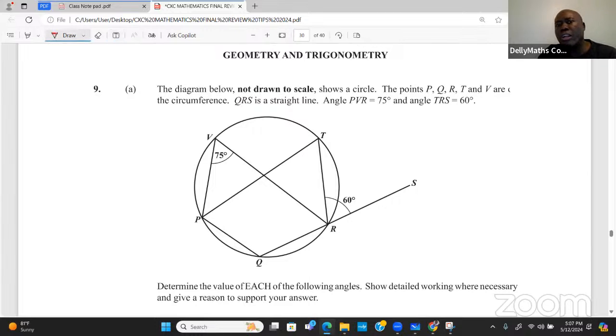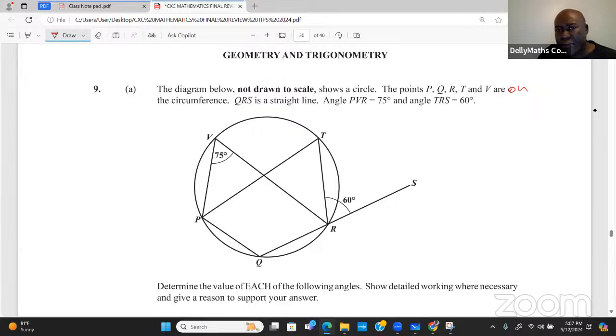It said the diagram below, not drawn to scale, shows a circle. The points P, Q, R, T, and V are on the circumference of the circle right there. QRS is a straight line, all right? So QRS, let me just highlight it. QRS is a straight line right there. Whenever they give you little clues, I am suggesting that you take it into consideration because they know why they're saying it. You're going to be using it as you try to furnish your diagram.